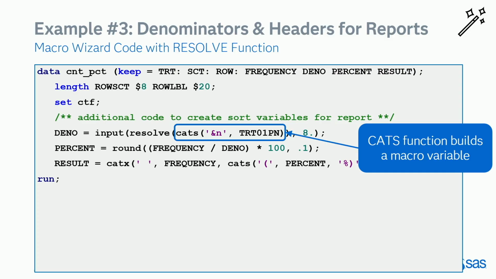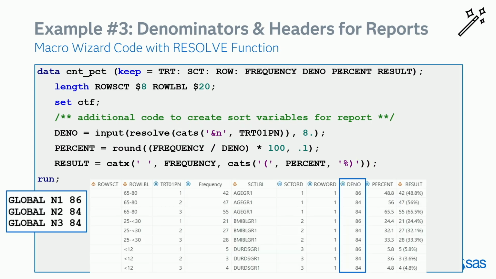So I'm going to use the cats function with the ampersand, and then I'm going to use this variable trt01pn, which is going to contain a number 1, 2, 3 to indicate what treatment we're on. And it's going to build an ampersand1, an ampersand2, or an ampersand3. Once it's built that macro variable, it is going to resolve it immediately right there in that data step. And we're going to use that information to create our frequency, our percentages, and then create the result that is going to be produced on our report.